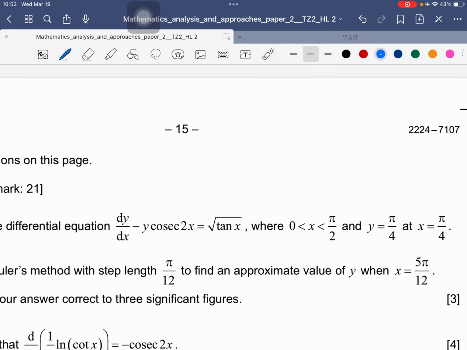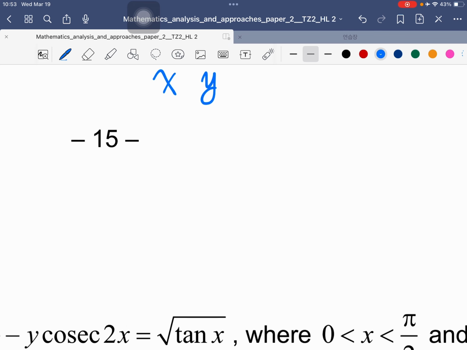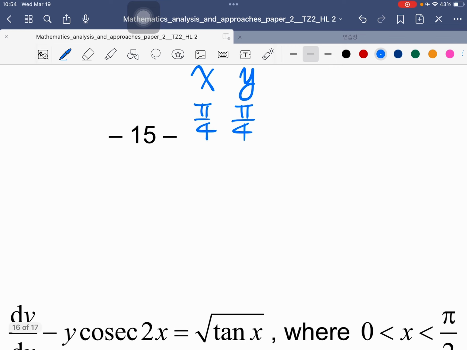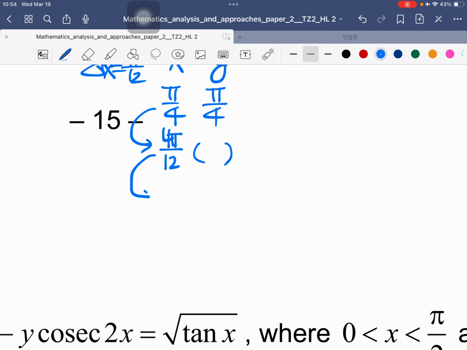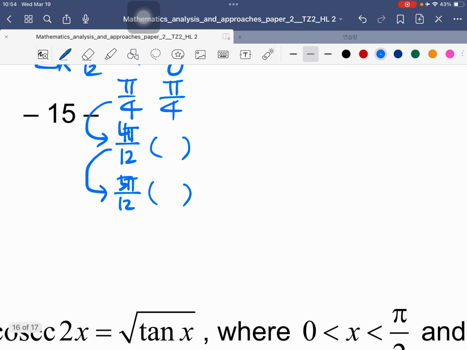Euler's method, starting with x comma y. The initial x value is pi over 4. The initial y value is pi over 4. And with the step size, delta x equals pi over 12. Applying delta x for the first time, we will get 4 pi over 12. We don't know the y value. Applying Euler's method one more time, the x value will be 5 pi over 12. We don't know the y value yet. So all you need to do is find this y value over here.